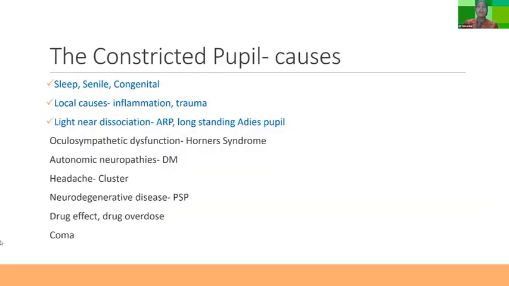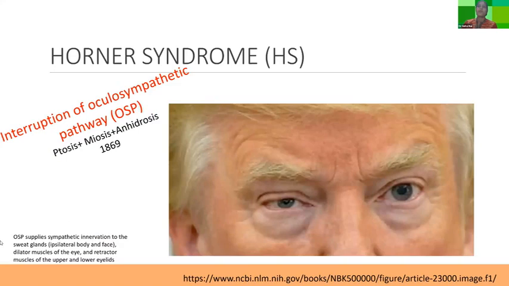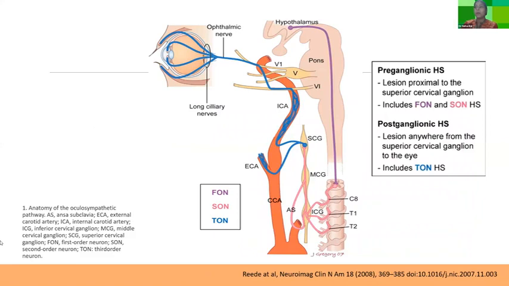The other, coming to the next cause of the constricted pupil, the most important, is the oculosympathetic dysfunction caused by Horner syndrome. So Horner syndrome is interruption of the oculosympathetic pathway. The typical triad of ptosis, miosis, and anhidrosis was put forward by Horner in 1869. The oculosympathetic pathway supplies the sympathetic innervation to the sweat glands, to the dilator muscle of the eye, and the retractor muscles of the upper and the lower eyelid.